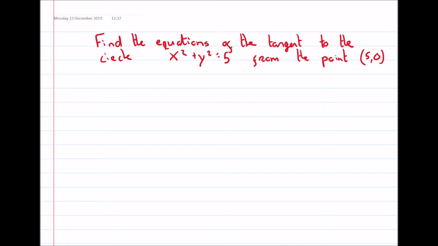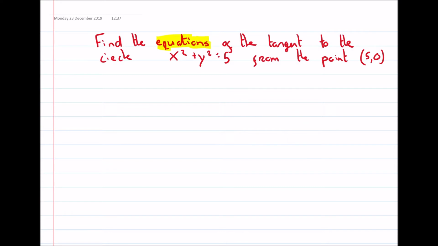So it says find the equations. Equations, so straight away we need to read our question carefully. Equations, so that means there's going to be two of them. Of the tangent of the circle, x squared plus y squared equals 5. So we know then the centre of the circle is 0, 0. It doesn't have to be 0, 0. It will be just as easy to do this question with a circle that isn't 0, 0. But find the equations of the tangent of the circle, x squared plus y squared equals 5, from the point 5, 0. First thing I'm going to do is sketch.